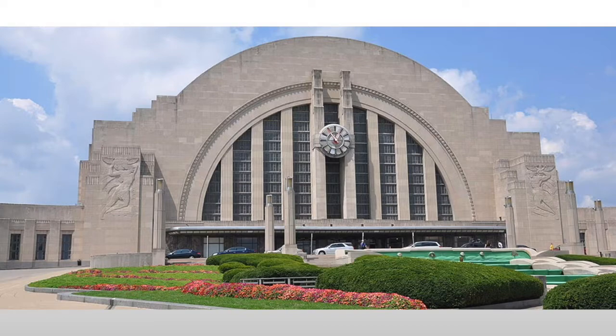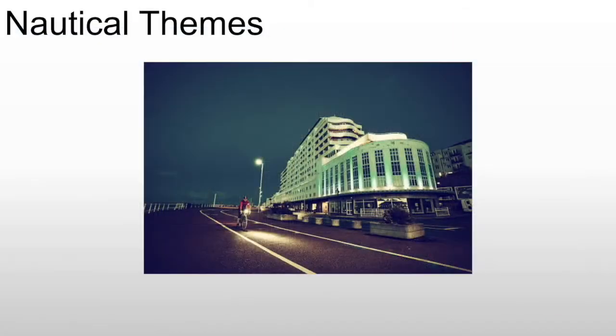So where does this break down? Actually, I want to break down a couple of elements of the style before I get to comparing it to Art Deco. First, we will see a lot of nautical themes, as I've talked about. In fact, you'll see buildings such as this, where it's actually built in the form of a cruise ship.